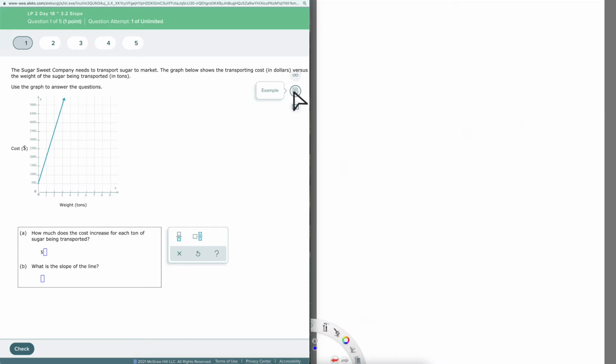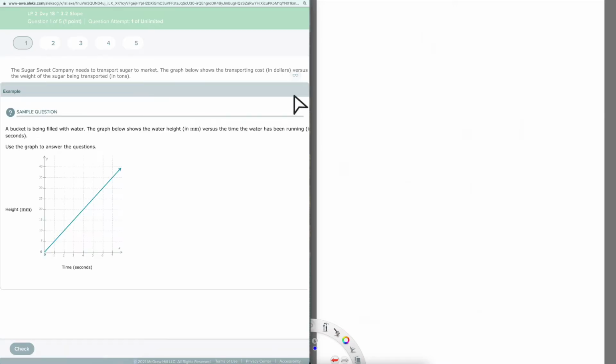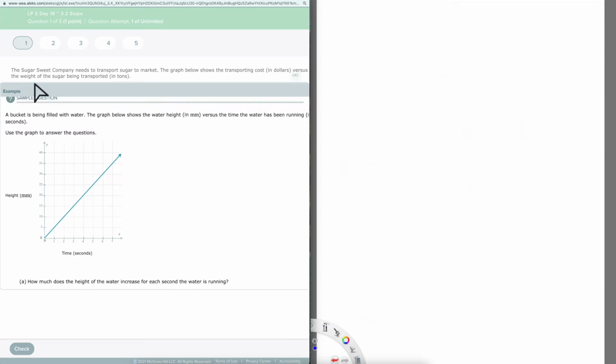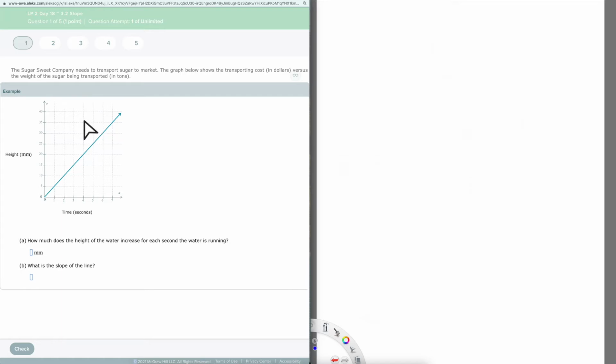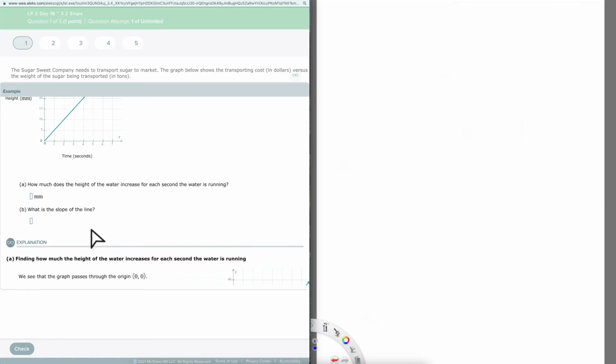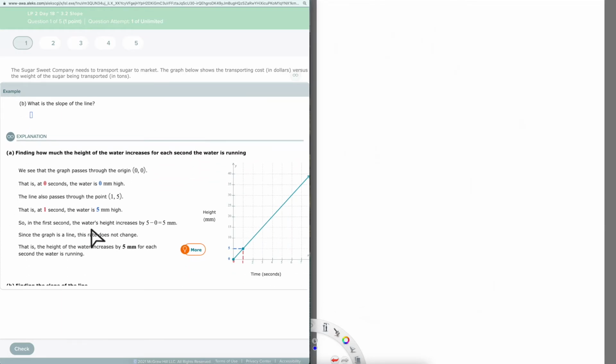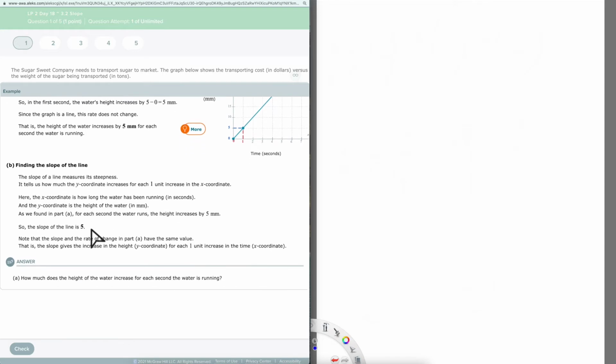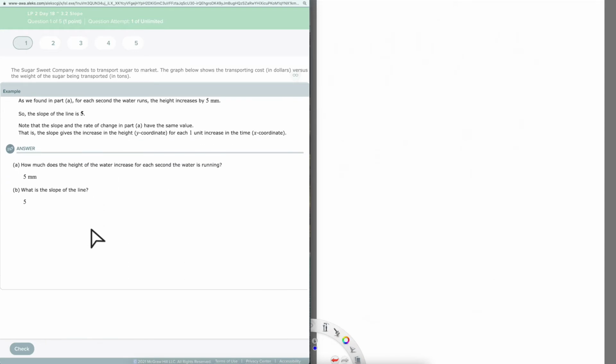Example literally shows you an example of this problem type. So something very similar, and instead of the sweet company transporting sugar to market, it's a bucket being filled with water. Same idea, we have an item, and in this one it's cost that's going up, and in this one it's the amount of water in the bucket that's going up, right? Then they ask you 2 questions, something along these lines, just to answer some questions about the graph, and if we understand how to read this. So we'll go through and complete this type of question here.